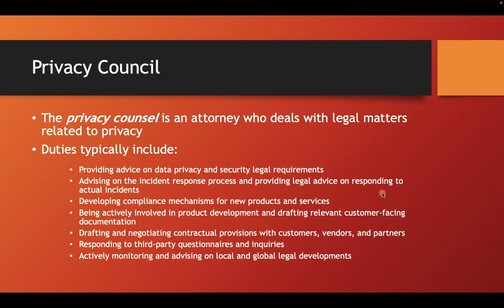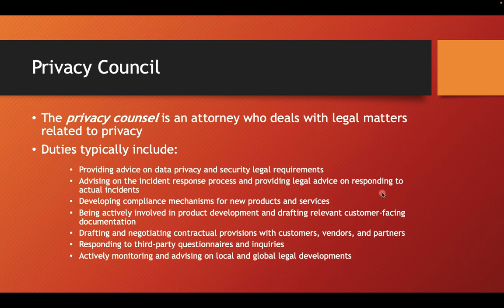The Privacy Counsel is one of the positions you can have in an organization, and this is their job. A Privacy Counsel is like the lawyer or the counsel, an attorney. Okay, in the United States, they normally refer to lawyers as attorneys. It's an attorney who deals with the legal matters related to privacy.